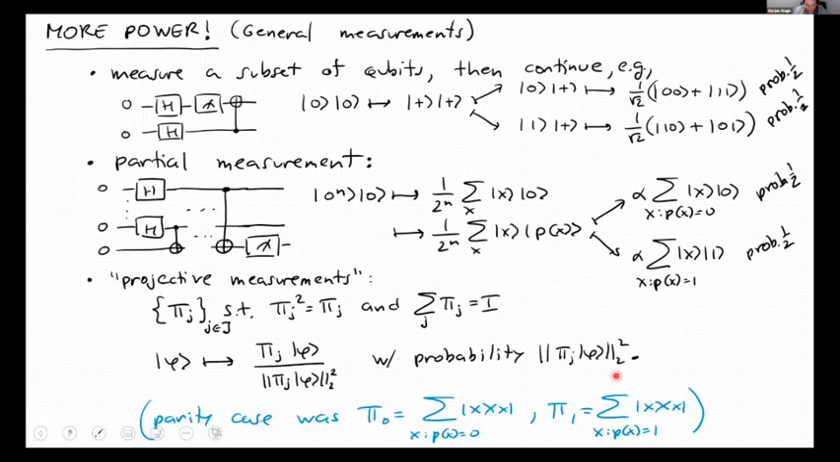So maybe just a quick example. The parity example here just had 2 projection operators, right? Because there were 2 possible outcomes, these 2. And this is just how you write down the corresponding projectors.